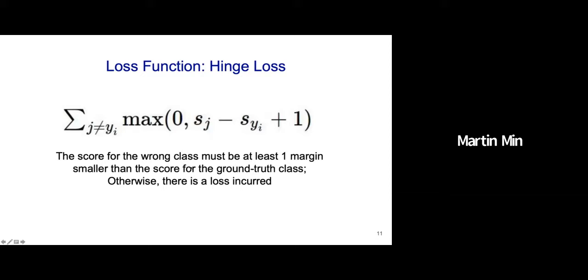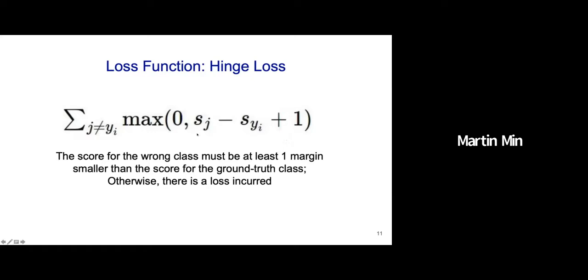So what does it mean? This score function tells us the score for the wrong class must be at least a margin of 1 smaller than the score for the ground truth class. Otherwise, there will be a loss incurred. When you first encounter this hinge loss, it's hard to understand.